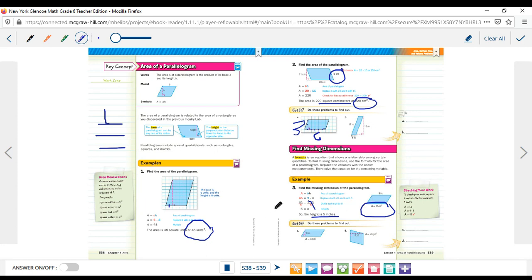Now notice it's not 5 inches squared or 5 square inches. It's just 5 inches. You only put squared when you're solving for the overall area. So if you're just finding the height, or if you're just finding the base, you're just labeling it with whatever label it already had. So this is 5 inches.